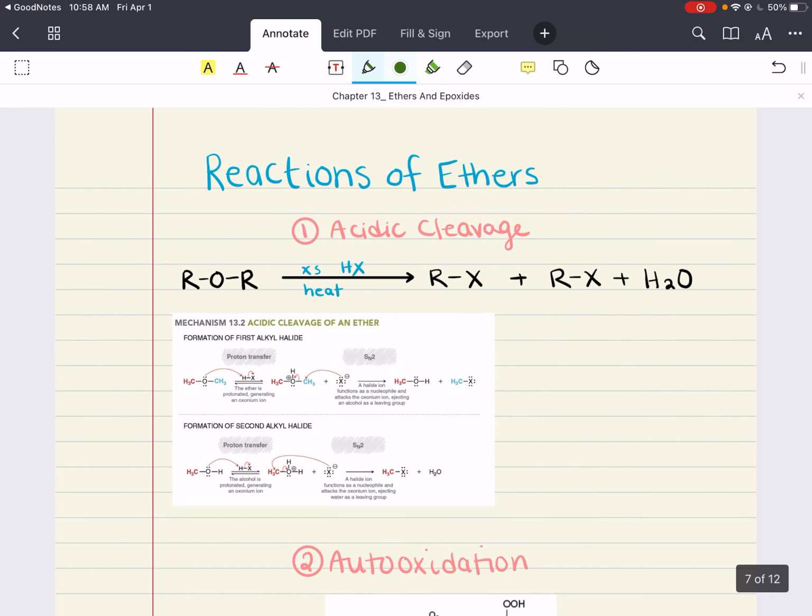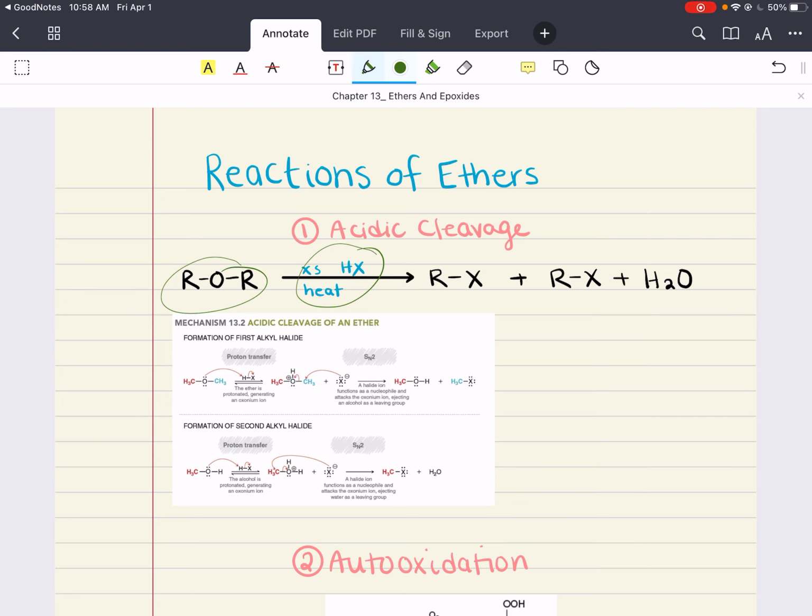So now we've talked about preparation methods of ethers. Let's talk about reactions of ethers. There are two we're going to talk about and focus on. First, acidic cleavage. Whenever you have an ether and you heat it up with a concentrated solution of strong acid, so heat and strong acid, treating your ether with it, what will happen to your ether? It's going to undergo acidic cleavage, in which the ether is converted into two alkyl halides.